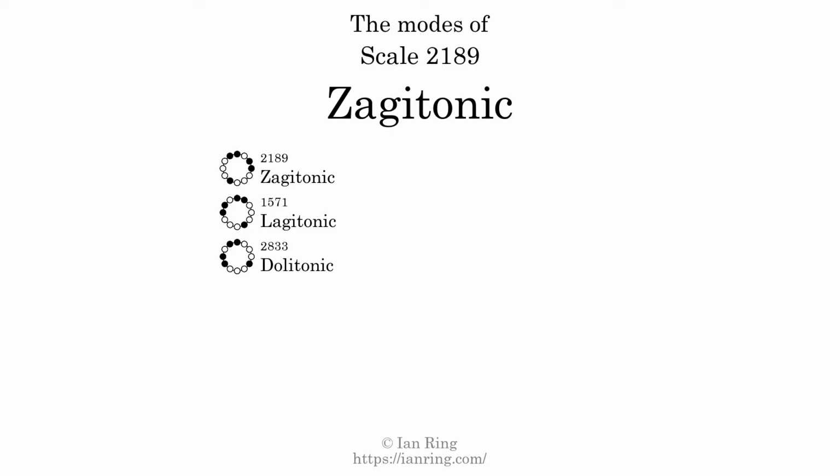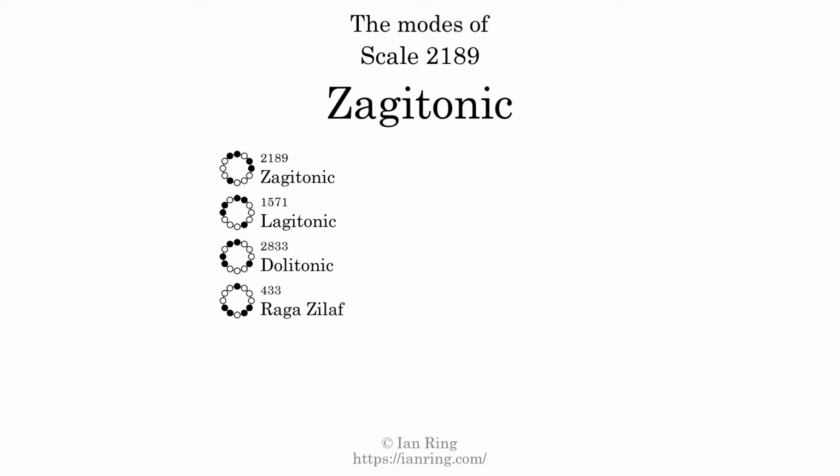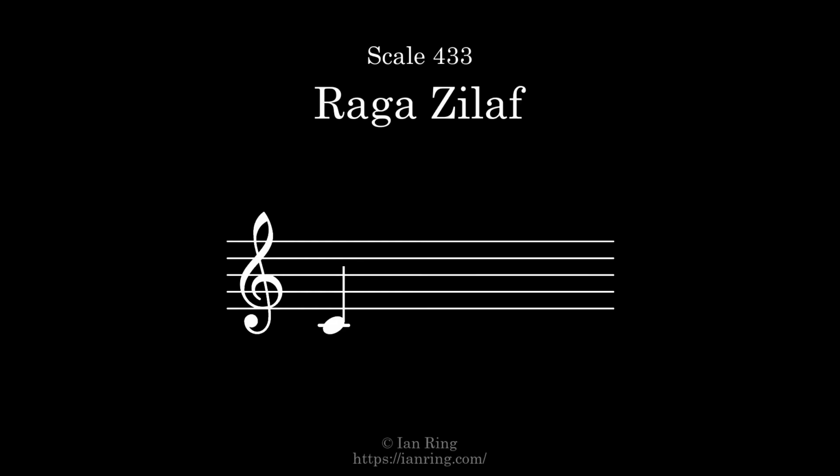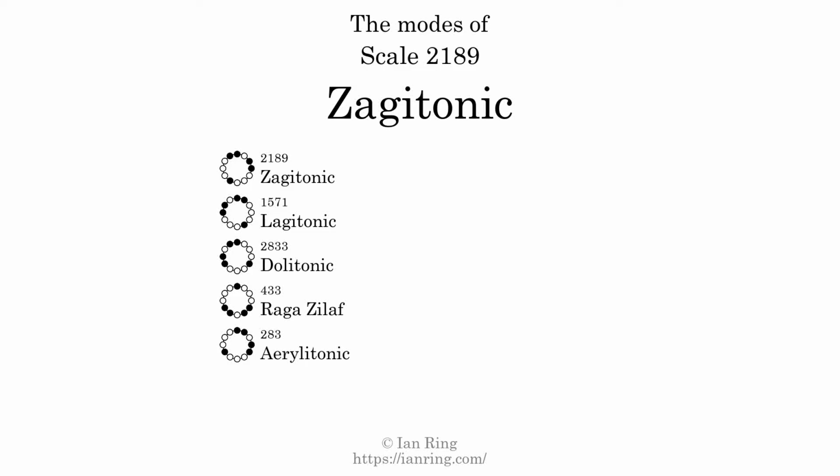The third mode is scale 2833, also known as Dolotonic. It sounds like this. The fourth mode is scale 433, also known as Ragazilif. It sounds like this. The fifth and last mode is scale 283, also known as Aryaltonic. It sounds like this.